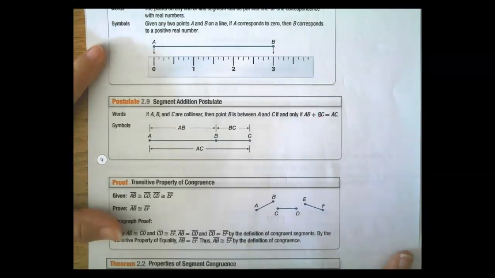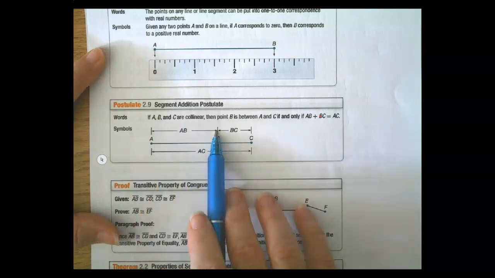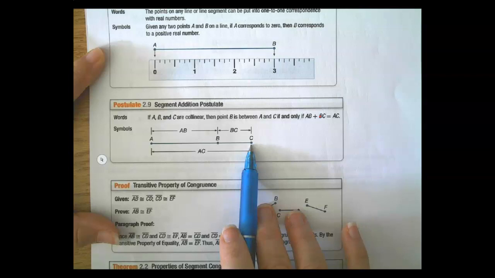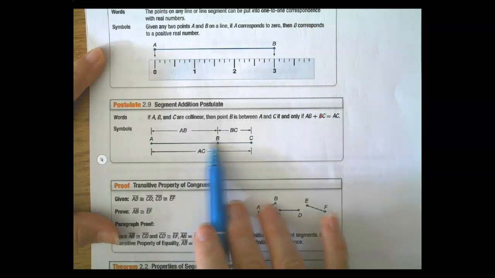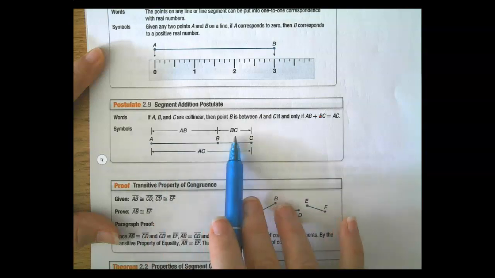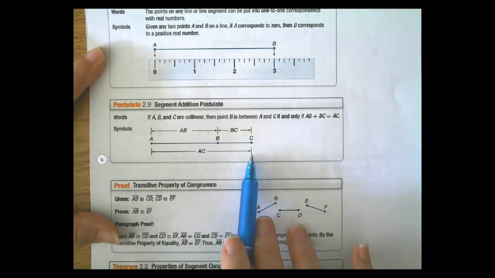Next one. Segment addition, and we've already done this before. So if A, B, and C are collinear, so they make this straight line here, then point B is between somewhere. It doesn't say midpoint. It's just between A and C. That means that AB plus BC is going to equal this whole thing. And that's what you did last chapter.